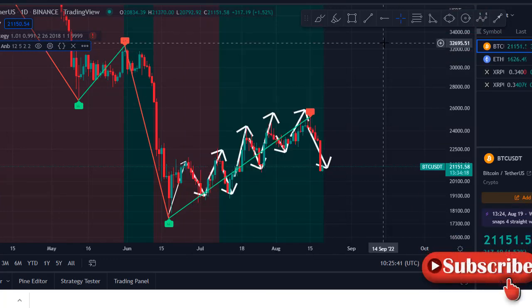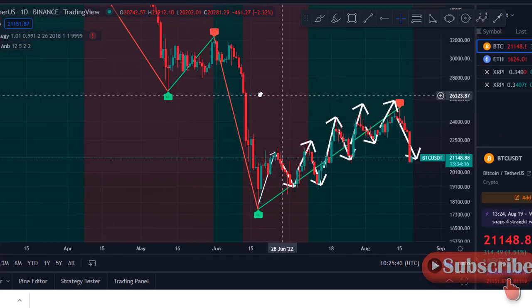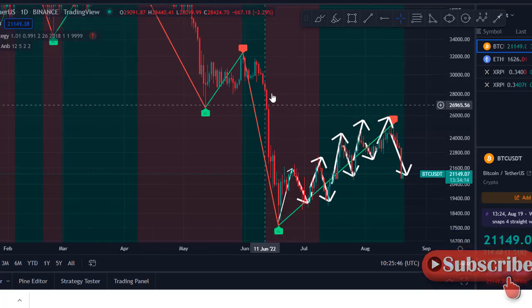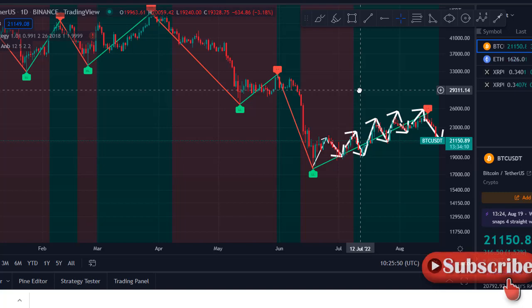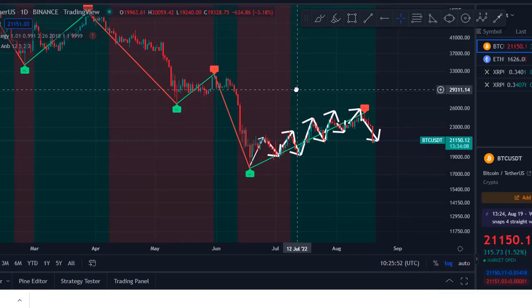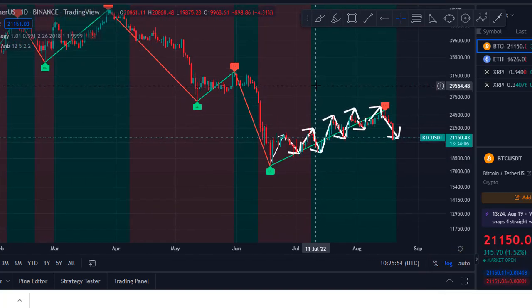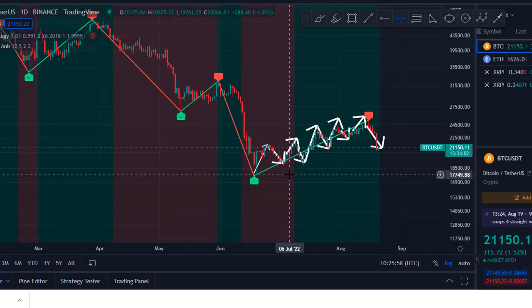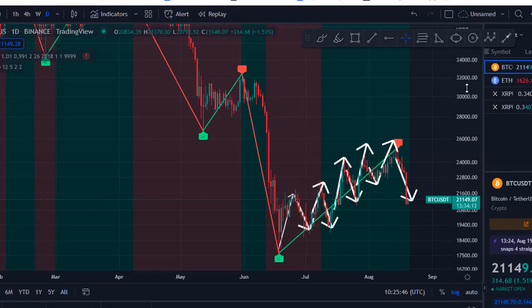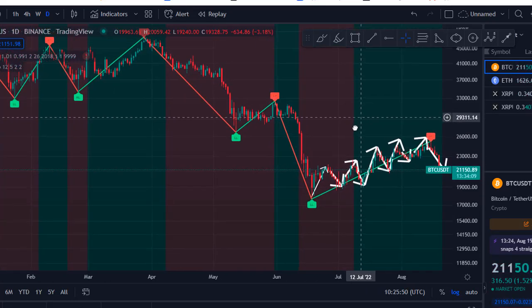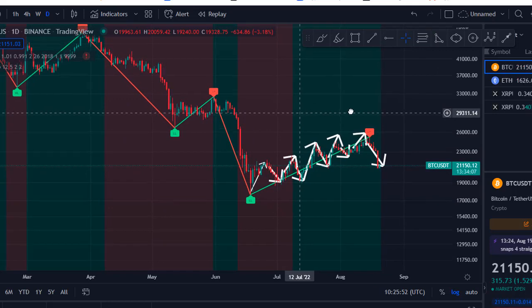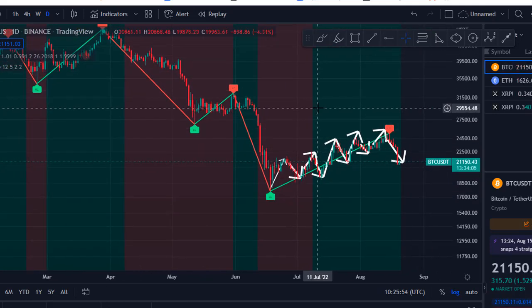So if I zoom out, you can see an uptrend here, and if you zoom out further, you can see a heavy downtrend. So now we will see whether this uptrend is actually going to last. I don't think it's going to be shooting up for Bitcoin. I'm just giving you an idea of what the trend looks like.